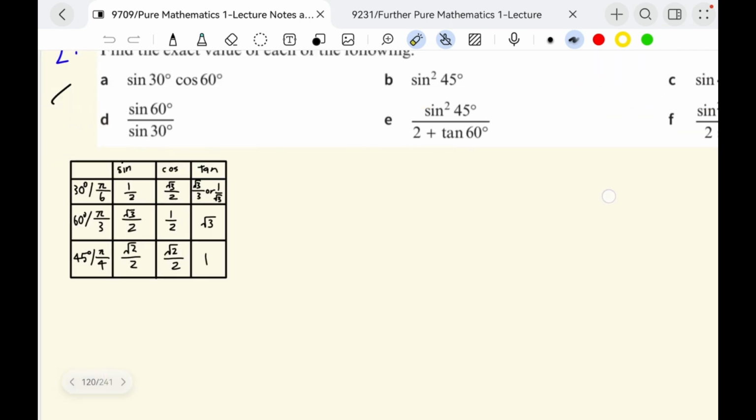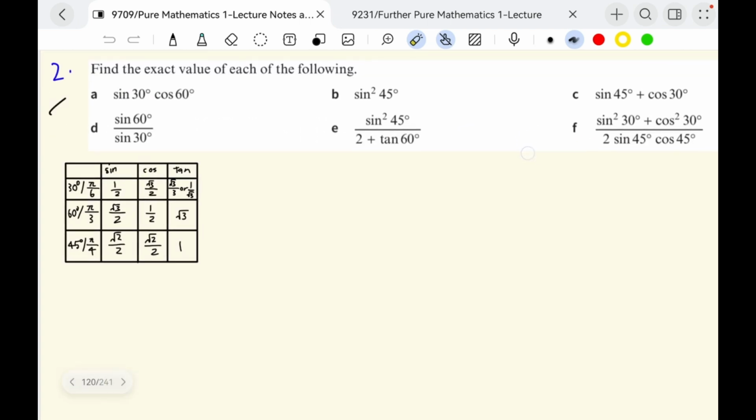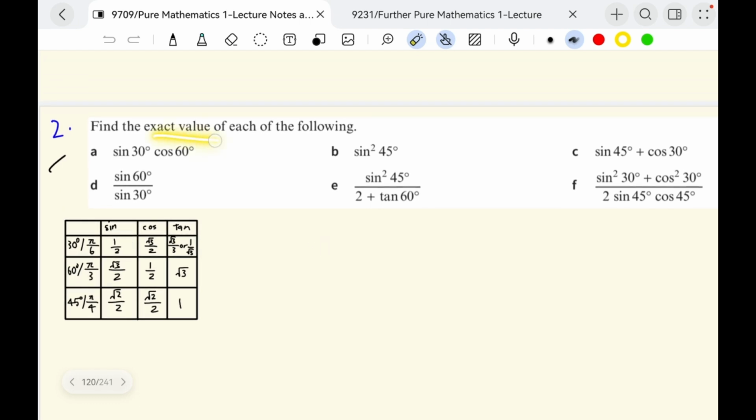So let me select. Let's start from question 2. Question 2 is from the course book. Find the exact value of each of the following. Let's start from A.